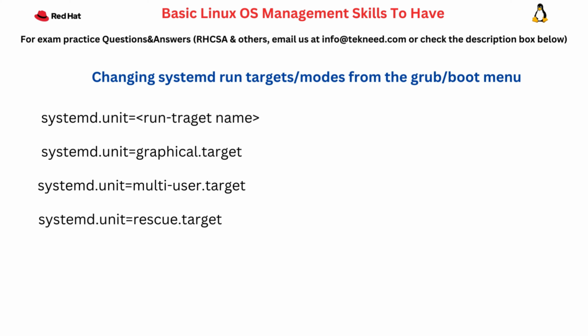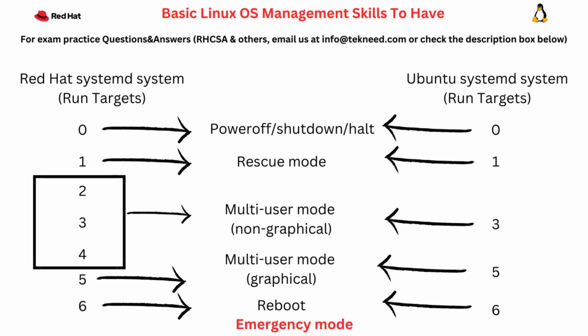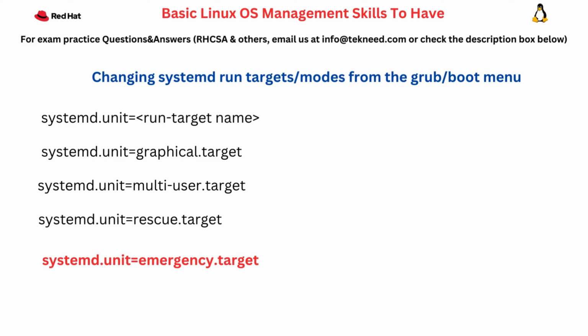It is also important to know that there is another important systemd run target called emergency. However, there is currently no numerical mapping for the emergency target. Therefore, to boot into this target or mode from the GRUB menu, one can use the parameter systemd.unit=emergency.target.